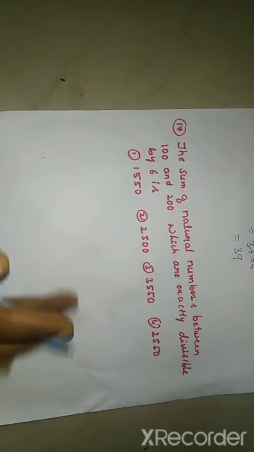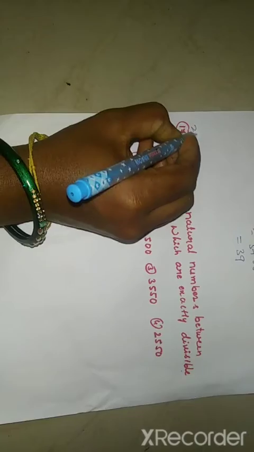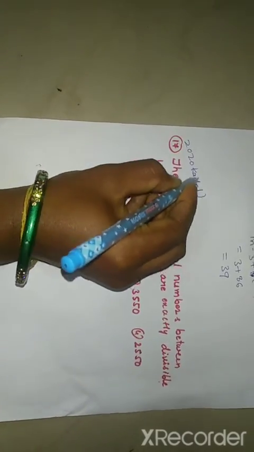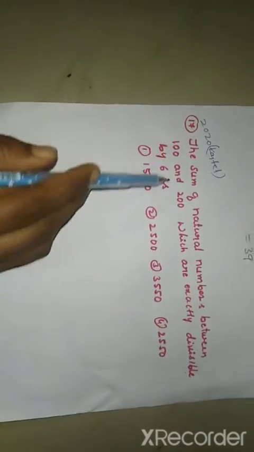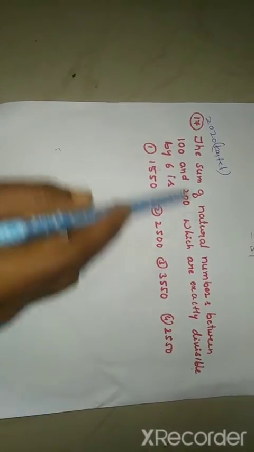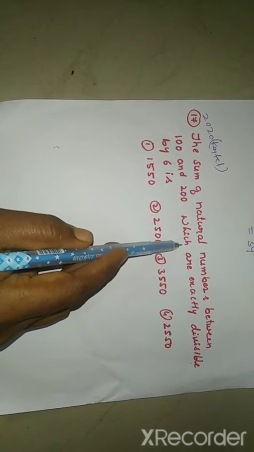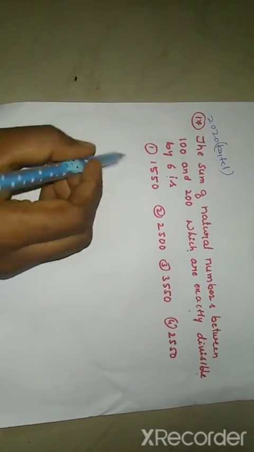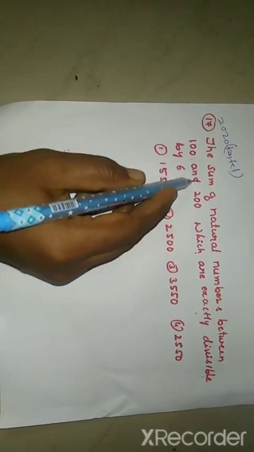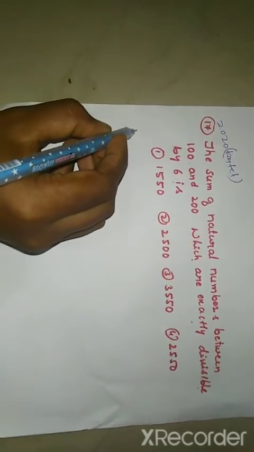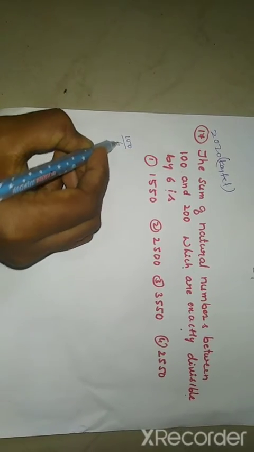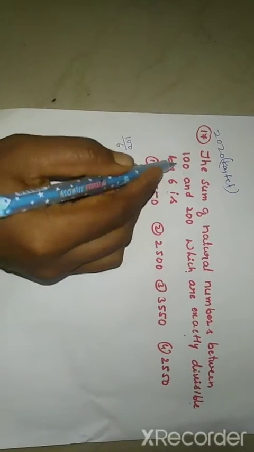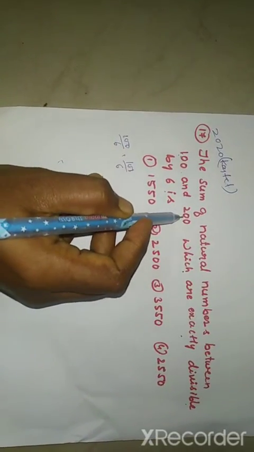Next question. This is also asked in 2020 Karnataka TET. The sum of the natural numbers between 100 and 200 which are exactly divisible by 6. First, check whether 100 is divisible by 6. No. 101? In between, we have to calculate between 100 and 200.